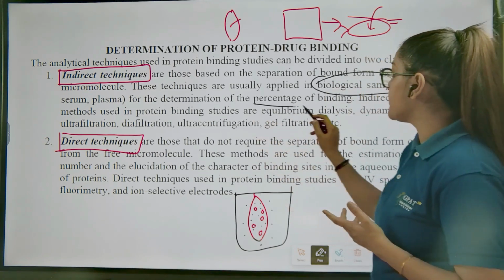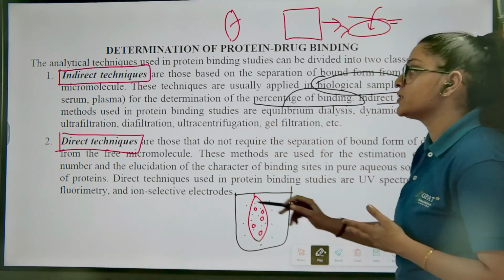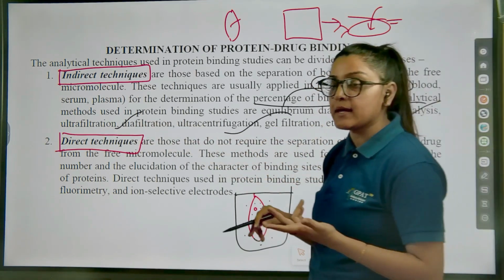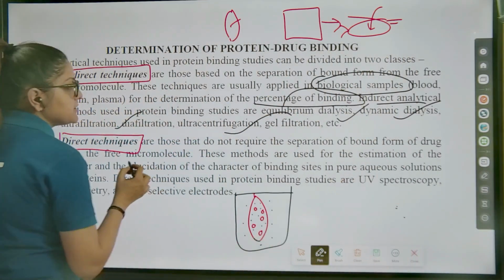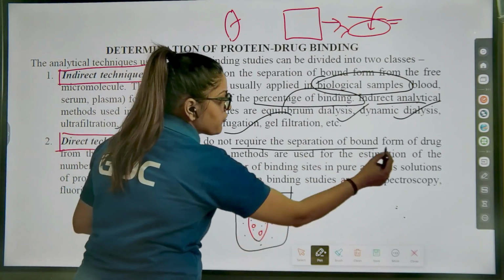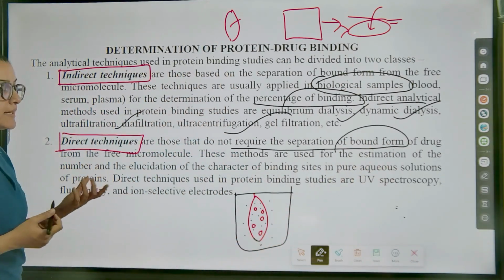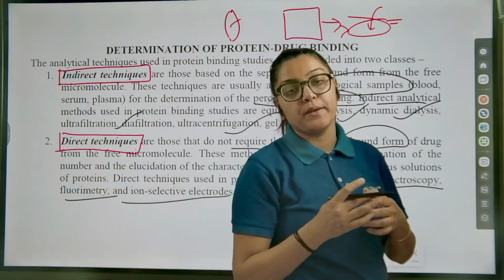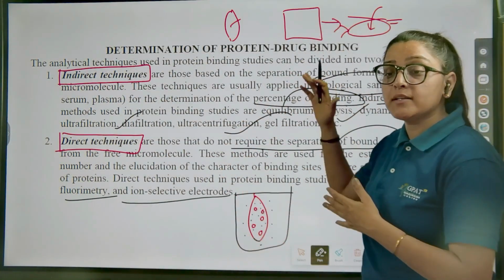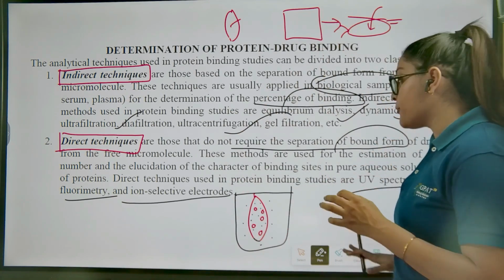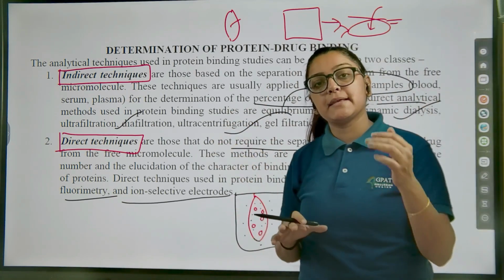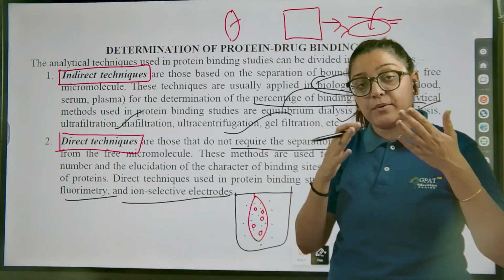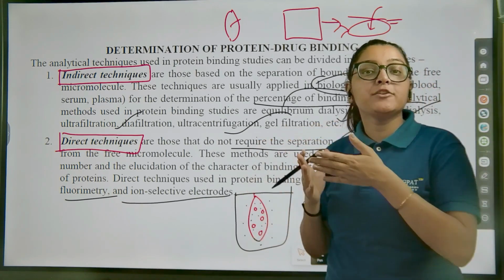For the determination of percentage of binding, we have techniques called ultrafiltration, ultracentrifugation, dialysis, dynamic dialysis, and equilibrium dialysis. The direct techniques do not require the separation of the bound form of the drug. These are directly estimated using fluorimetry, ion selective electrodes and UV spectroscopy, right? From your exam point of view, you can spot the differences between the names of the techniques and what the basis is: are they going to eliminate the bound form, or are they going to differentiate between the bound and your free fraction or not?